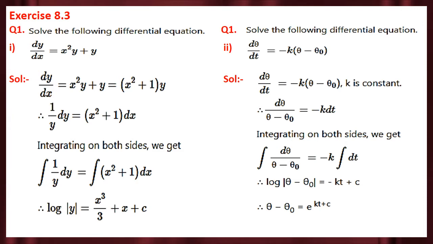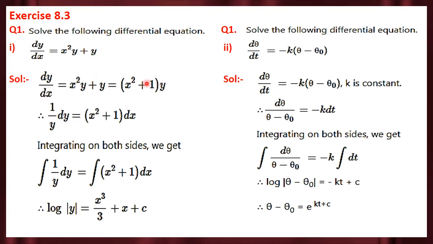Let us solve the sums of exercise 8.3. First question, solve the following differential equation: dy by dx is equal to x square y plus y. Here in the right hand side y is common in both the terms, so you can take it out. So, dy by dx is equal to x square plus 1 into y. Now, here you can separate the variables, or the functions containing x and y.